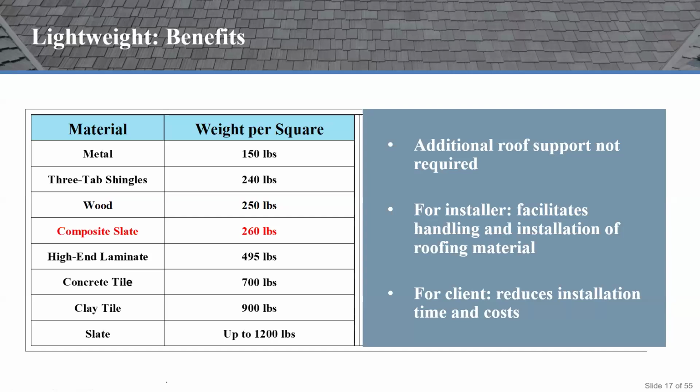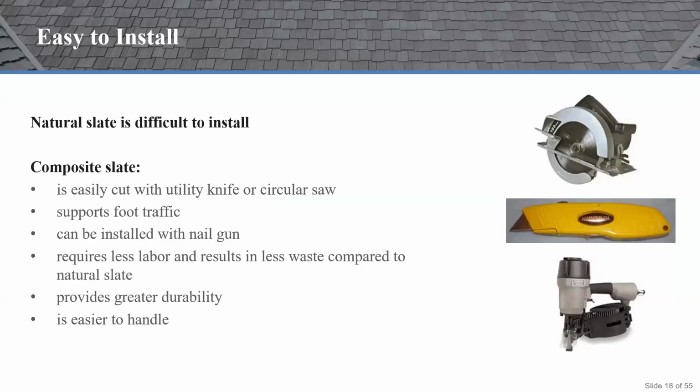That's another area where composites come in. The home, or the building, is already designed to bear that weight or bear that load without changing anything from a framing standpoint. So composites can really facilitate handling and installation of the roofing material for the installer, in a lot of cases making it a lot easier. For the client, it's going to really reduce installation time and costs in most cases.